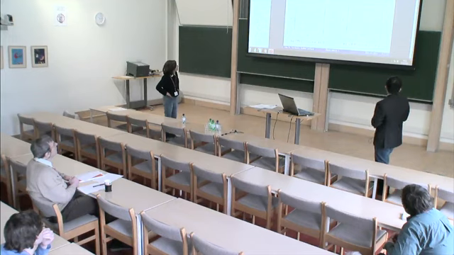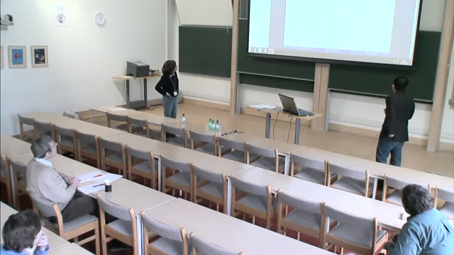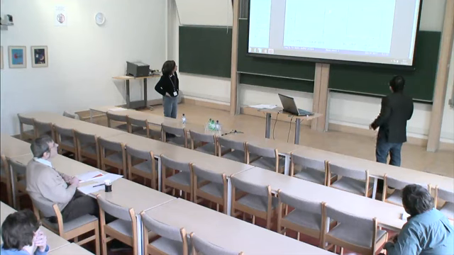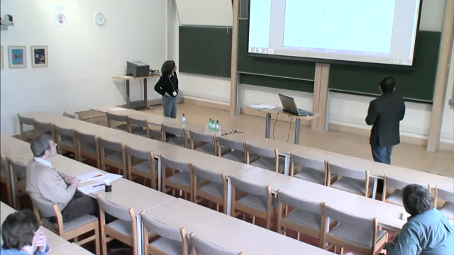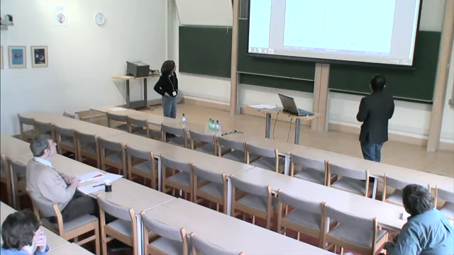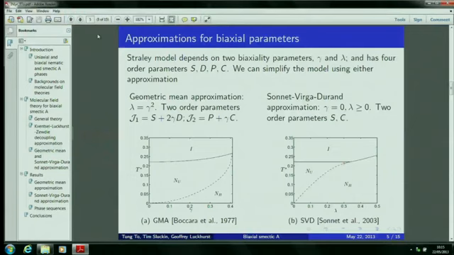For this geometric mean approximation, if you increase gamma, then this behavior repeats itself, and so it becomes a disk-like molecule. But in this model there's a reflection symmetry, so we only need to consider one part.